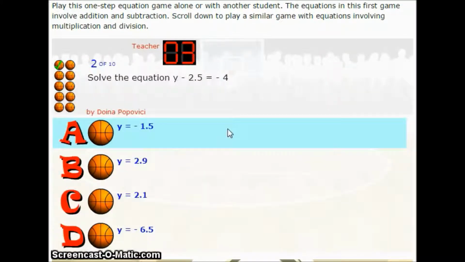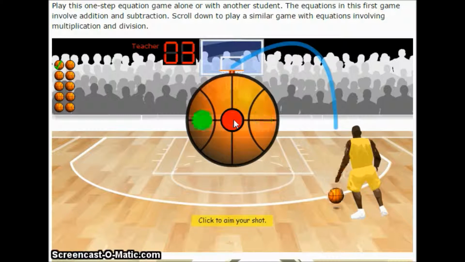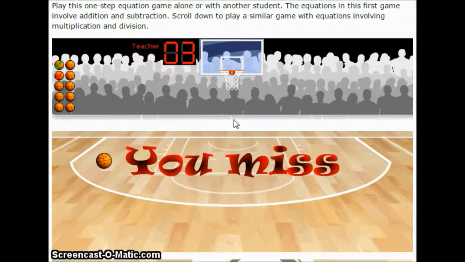I made it! Great! Okay, our next equation is y minus 2.5 equals -4. Again, what's our inverse operation? We see that we're subtracting, so what's the inverse? Right, it's addition. So we know that we need to add 2.5 to both sides. So what do we get when we add 2.5 to both sides? -1.5. Let's see if I can make it again. Oh, too bad.